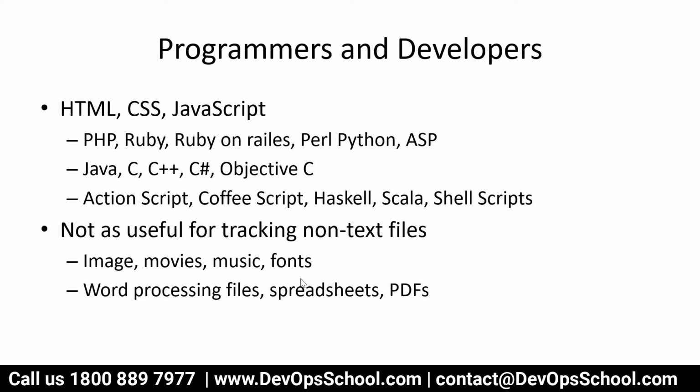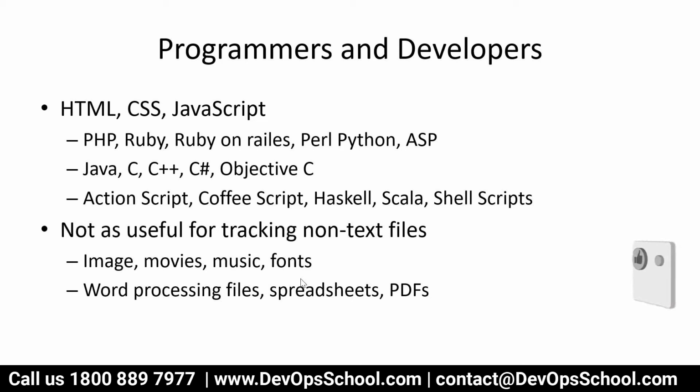So Git, you can store files like images, movies, music, fonts, word processing files and all, but you cannot version them. When I say version, it means when you modify one file two times, then you can see the difference between these two files, because it is a text-based file.